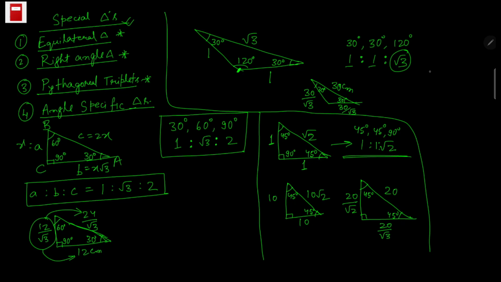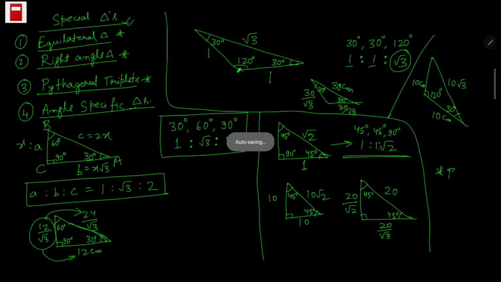Okay? If I give you a situation like this, and if I say that this is 30, this is 120, and this side is 10 centimeter, what does that mean? Clearly this is also 10 centimeter, and this will be 10 root 3 centimeter. I hope you are able to understand the changes in the orientations. Okay, so these are some specific triangles that should be remembered directly without any confusion.